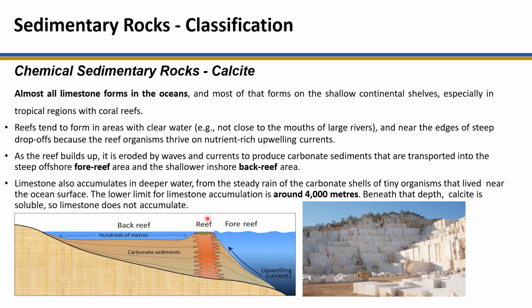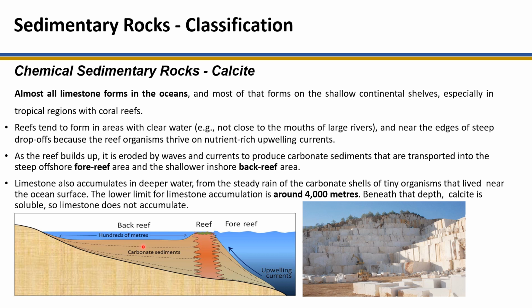As a reef builds up, going up, the common term is build up. It is constantly being eroded by wave and current, and supplies to the nearby depositions. So this erosion produces carbonate sediment, which are small particles of calcium carbonate. These sediment are then transported by the wave and currents to the other area of the reef, such as fore reef, in front of the reef, and back reef, quite close to the shoreline.